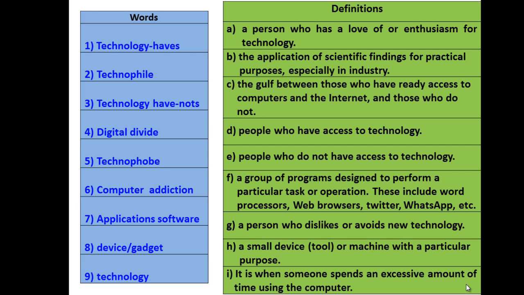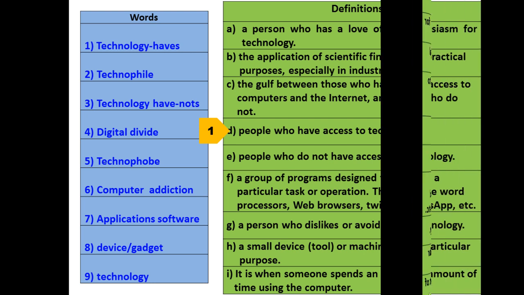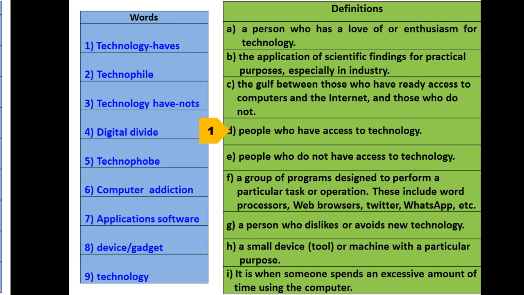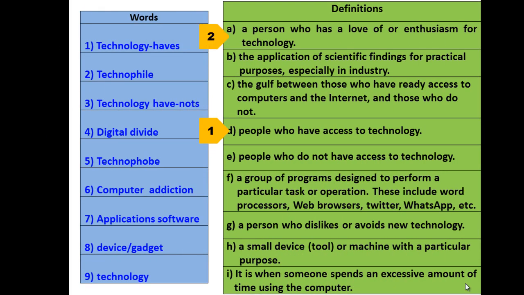So the appropriate definition of technology haves is definition D. Technology haves means people who have access to technology. Concept 2, technophile, its appropriate definition is A: a person who has love of or enthusiasm for technology. Technology have-nots means people who don't have access to technology.